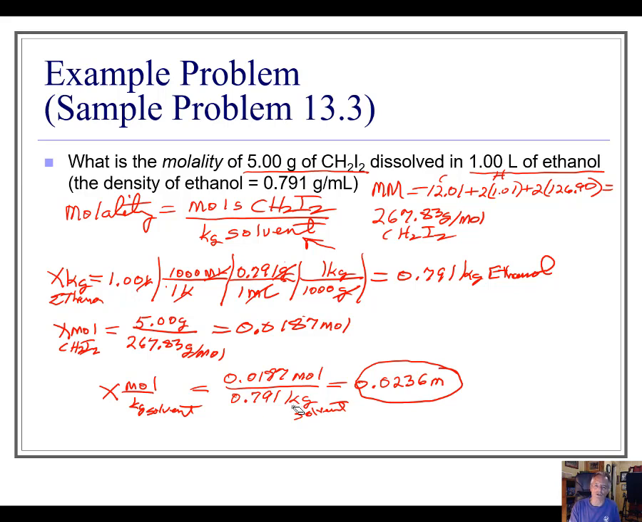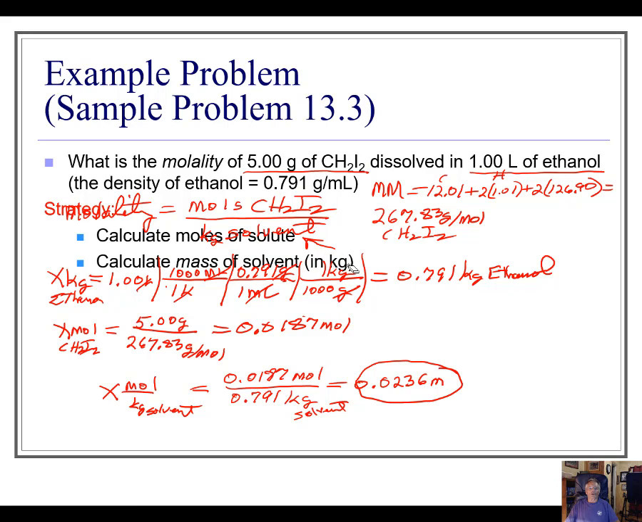All right, so that's how you do a basic molality calculation. Calculate moles of solute, calculate the mass of the solvent in kilograms, and there you go. Okay, divide moles of solute by mass of solvent. Well, there we are.